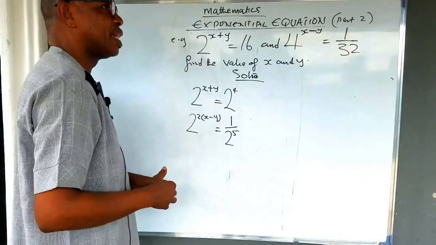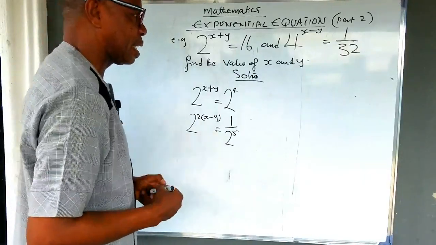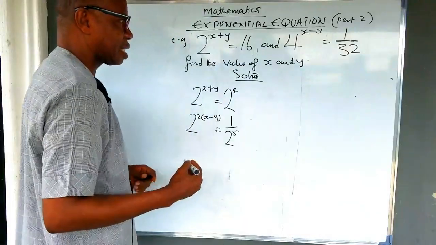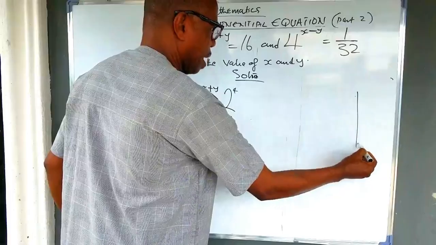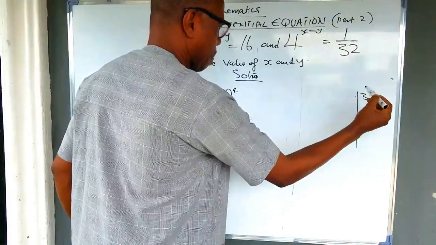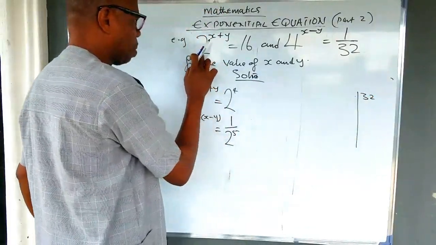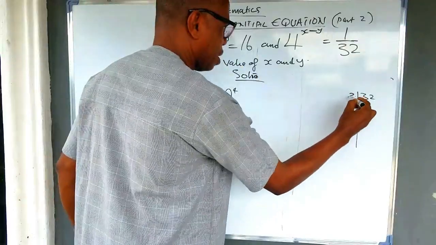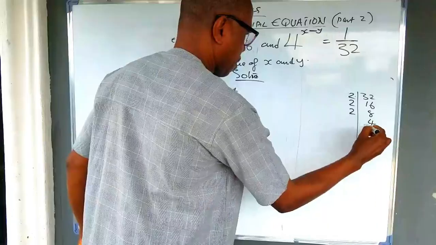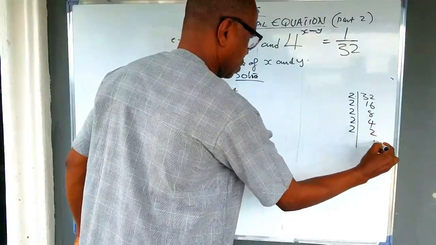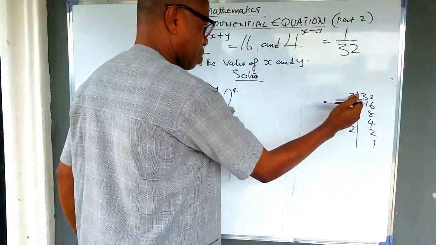Because 2 times 2 times 2 times 2 times 2 will give us 32. Okay, for the average learners that may not be conversant with this, let me just give you an idea. If you have a number like this, I want to know the power. Just use the common base here, which is 2, to divide it. It will give you 16. 2 divide 16, 8. 2 divide 8, 4. 2 divide 4, 2. 2 divide 2, 1.